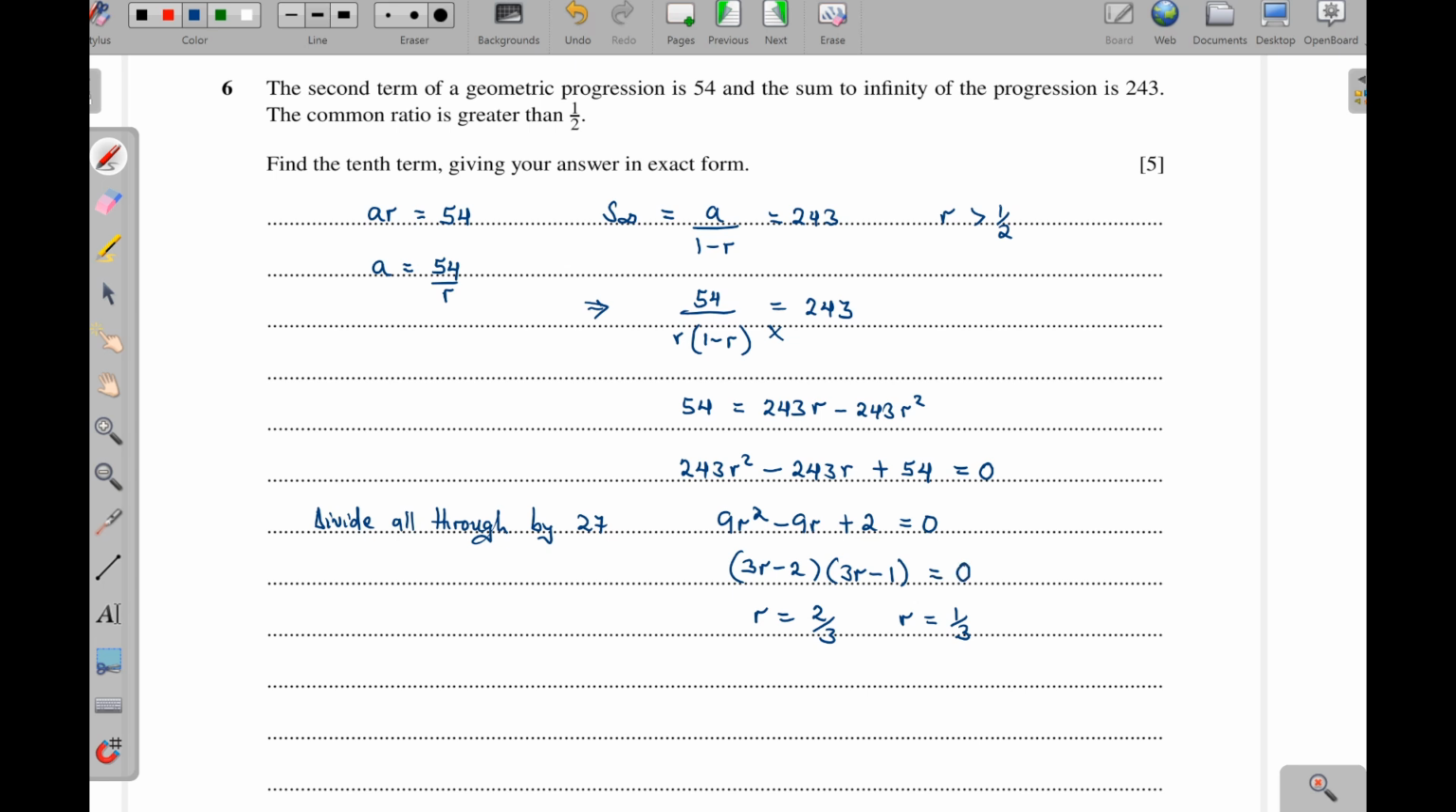Now, this one here is 0.6666 recurring. This is 0.333 recurring. So which one is greater than the 0.5? It has to be this one here, okay? So that means that for R, which is greater than a half, then my R is going to be equal to 2 over 3, like that.